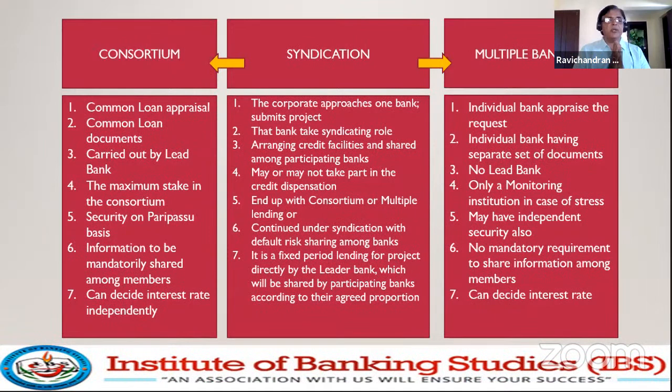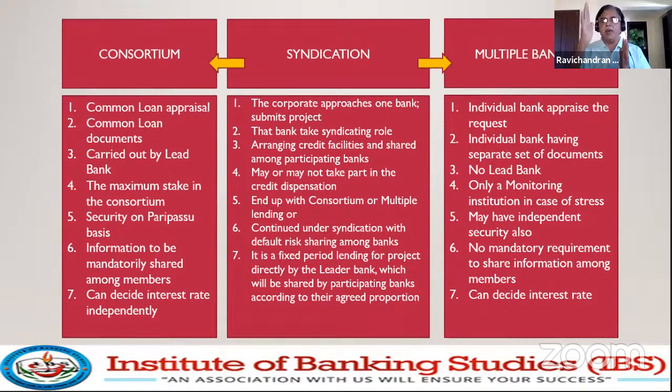Then in the case of consortium, information should be shared among the banks compulsorily. Mandatorily, they have to share the information. What kind of information? The entire details regarding the accounts of the borrower. The borrower may have multiple accounts, non-fund-based and fund-based. So all details regarding the present position should be shared among the banks once in a quarter. Whereas this is not mandatory in multiple banking. Nobody can compel, but banks can decide to share such things. Suppose some bank is not sharing, they cannot find fault with that bank.